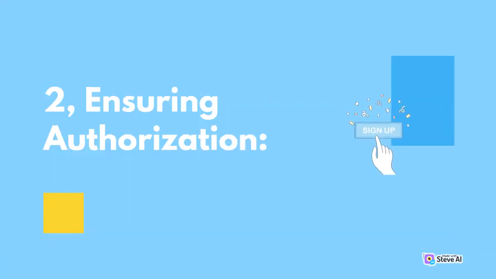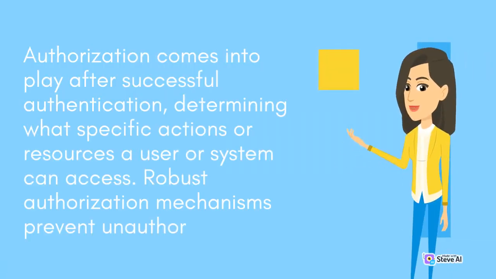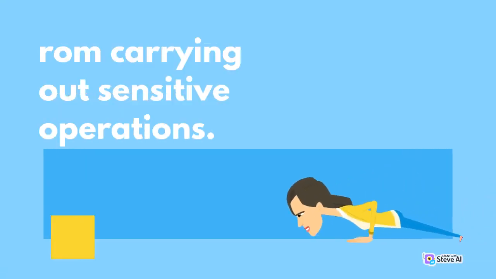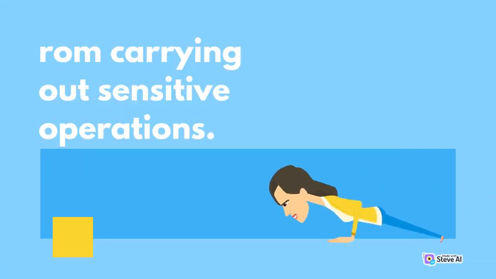2. Ensuring authorization. Authorization comes into play after successful authentication, determining what specific actions or resources a user or system can access. Robust authorization mechanisms prevent unauthorized users from carrying out sensitive operations.